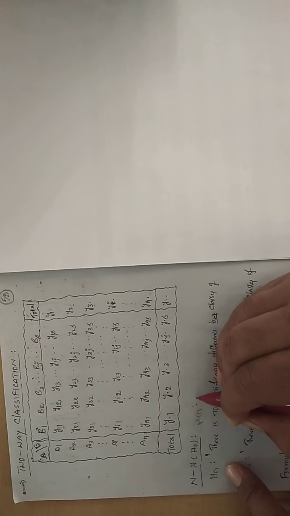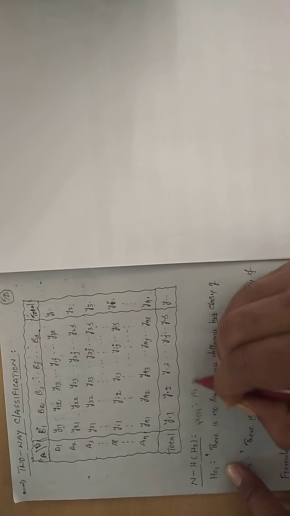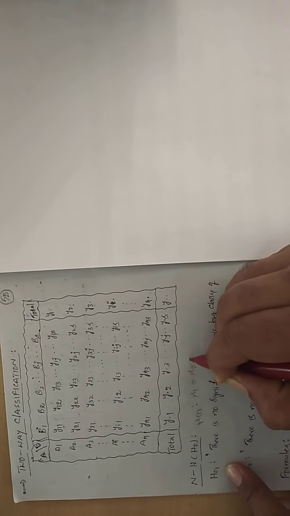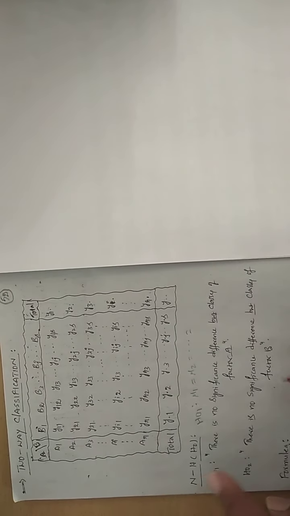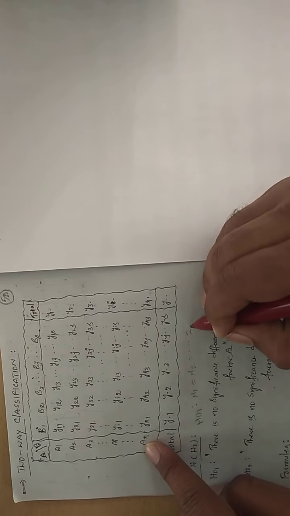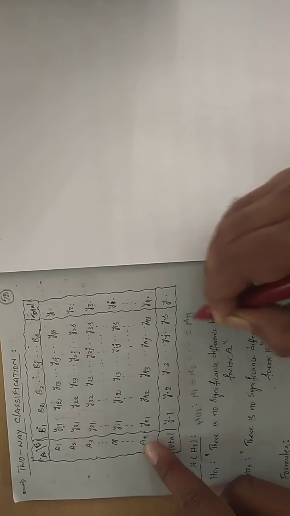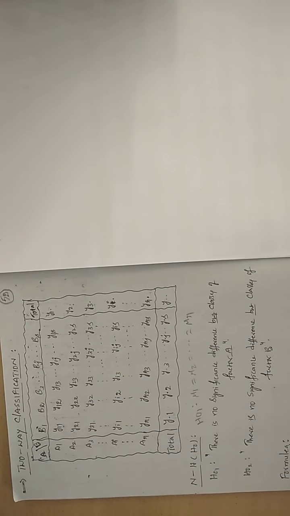H01 is nothing but mu1 is equal to mu2 is equal to dash dash. So the last element is going to be mu r. So this is the rows information.